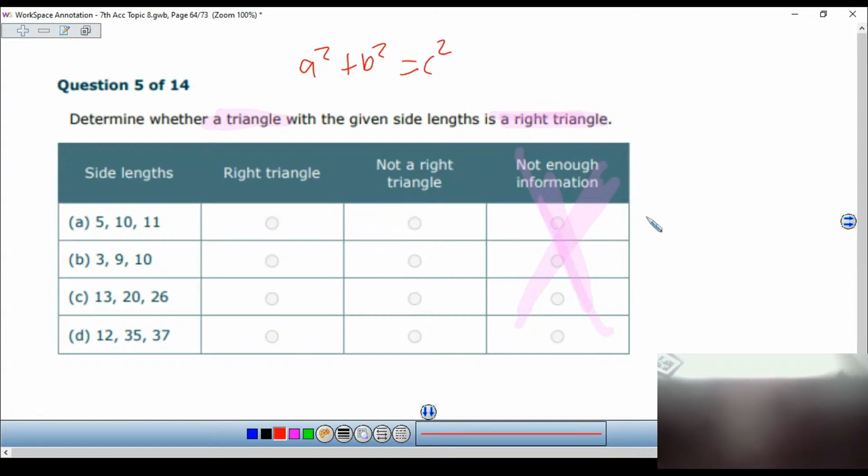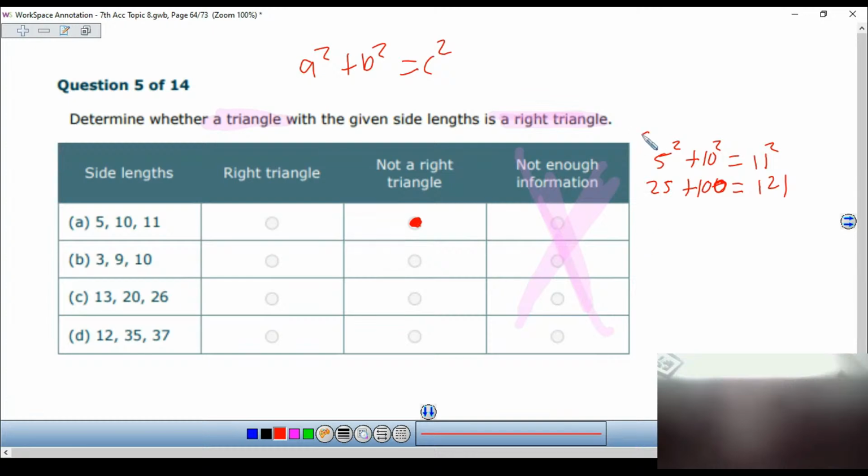All right? So what you're going to do, I'll do the first one here. 5 squared plus 10 squared equals 11 squared. And we have to make sure that's true. Now, I know that 11 squared is 121. And then 5 squared is 25. And 10 squared is 100. You can tell right away that's not going to be equal. So that is not a right triangle. And that's what we have to do with this. That's how all these ones go.